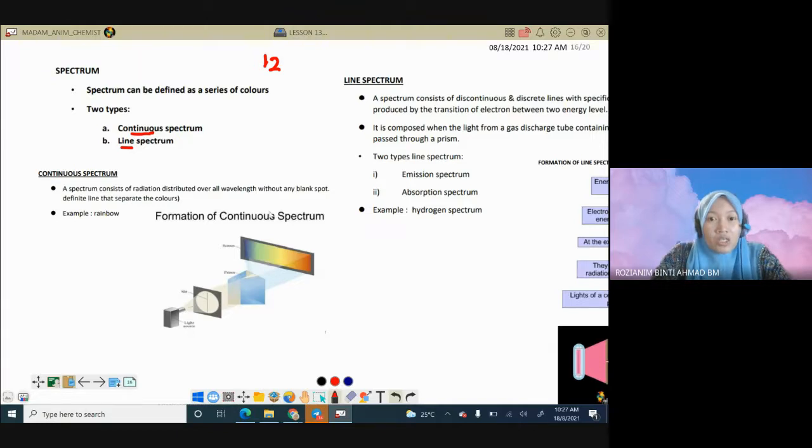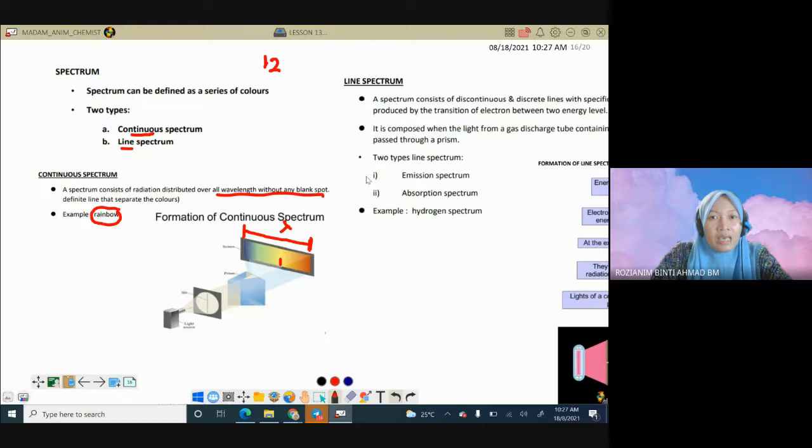So the continuous spectrum, for example, as a rainbow. Why rainbow? Because kalau you tengok pelangi, we cannot find out the blank spot. Maksudnya pemisah warna di antara warna merah tukar warna oranye, oranye tukar kuning, kuning tukar hijau, tak ada pemisah dia punya blank spot dia. Itu adalah continuous spectrum. Kenapa? Because this continuous spectrum we detect according to all wavelength without any blank spot. So kita hanya boleh measure nilai wavelength daripada warna pertama hingga warna terakhir. Itulah nilai wavelengthnya tersendiri. Itu continuous spectrum.